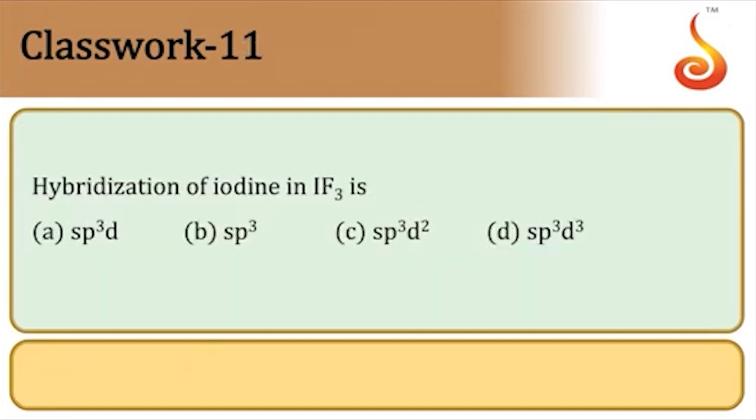Then, the hybridization of iodine in IF3. In the IF3 molecule, we have 3 bond pairs and 2 lone pairs. Iodine has 7 valence electrons: 1, 2, 3, 4, 5, 6 and 7. Three are bonded to fluorine atoms, so these 3 will be bond pairs. These 2 are lone pairs. So 3 bond pairs and 2 lone pairs means 5 pairs are there. A total of 5 pairs means it is sp3d hybridization. So the answer is option A.